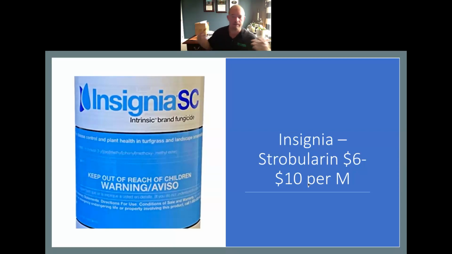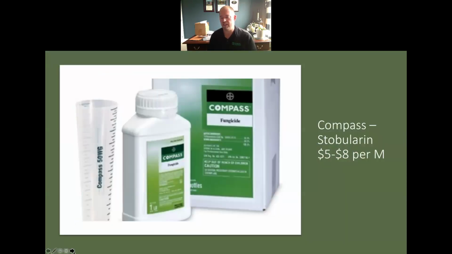With Insignia, most of these fungicides do have a low rate and a high rate depending on what you're dealing with and if it's a preventative versus a curative rate. That's why most of these you're going to have a price range. But Insignia is typically $6 to $10 per 1,000 square feet. Compass, which is another strobilurin, has been around a little bit longer. Kind of a similar price point, $5 to $8 per 1,000 square feet.